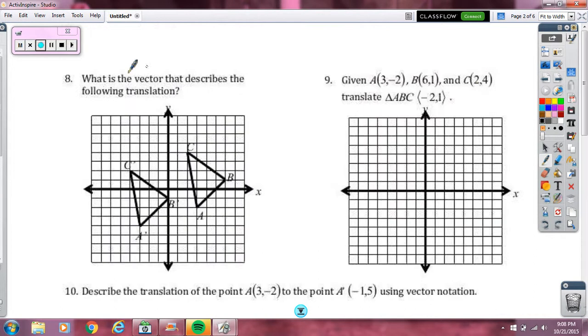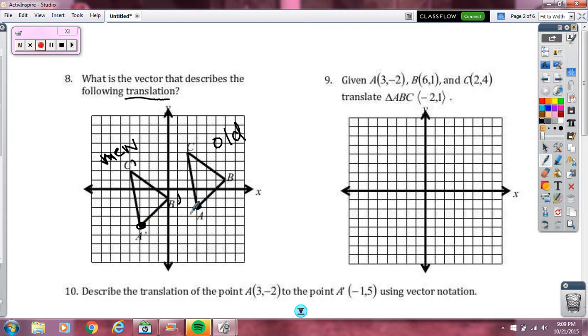Alrighty. So we're done with reflections now, and we've moved on to translations. So I want to give a vector that describes the translation. When I look at this picture, it's important to recognize which of these is the new and which of these is the old. When I see these little prime markings, that shows me that this shape over here on the left is the new, and then this one over here on the right is the old. I'm just going to pick 2 points that are corresponding to each other, like A and A prime, and see how I get from one to the other.